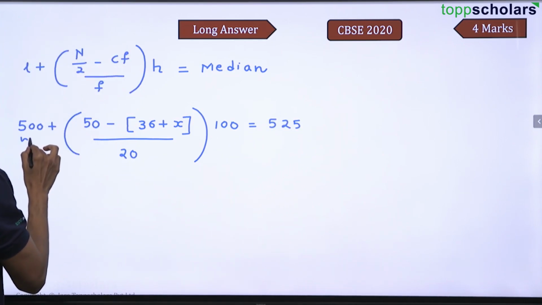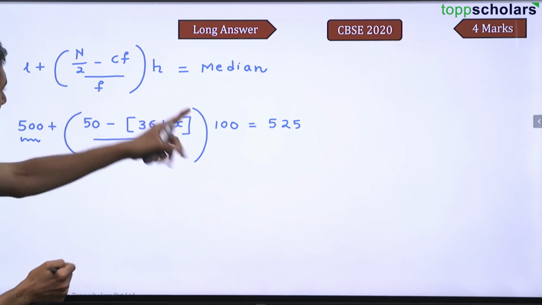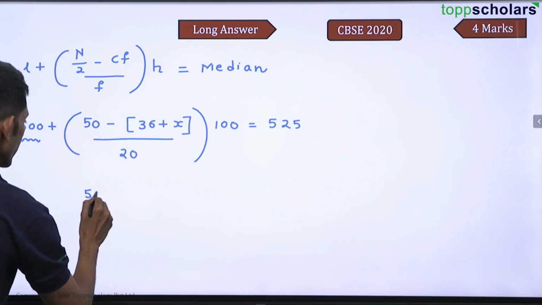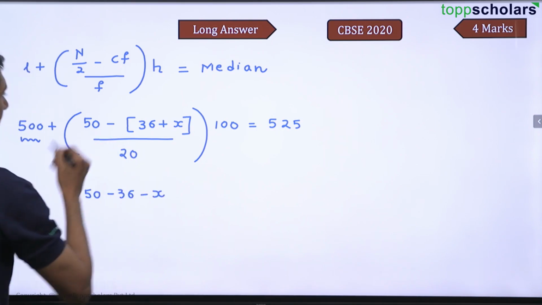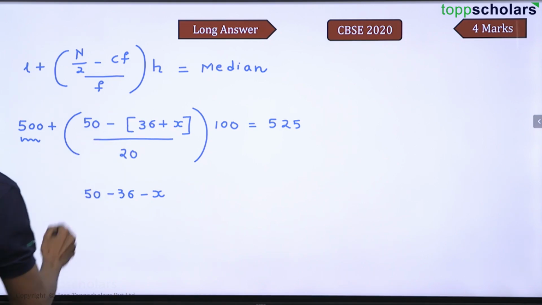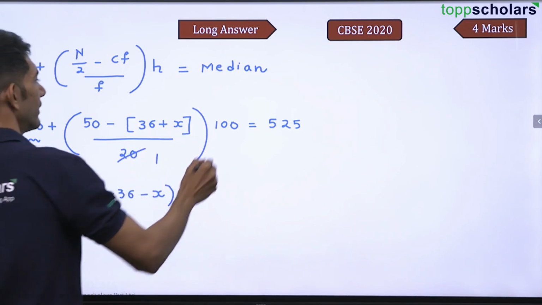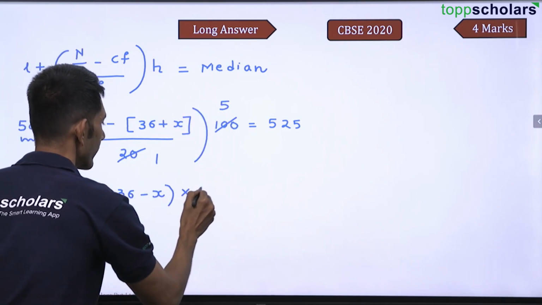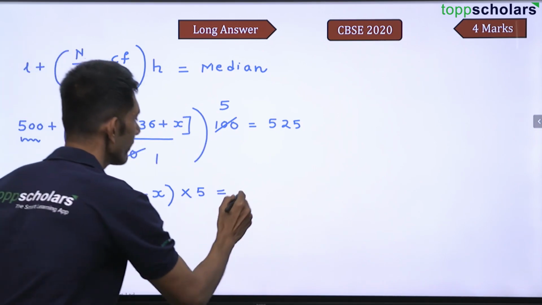Now if I take this 500 on the other side, it will be subtracted. So 525 minus 500 is 25. Similarly, if I open the bracket, this becomes 50 minus 36 minus x, right? 50 minus 36 minus x. And then if I solve 20 and 100, the 20s and the 25s cancel, so into 5 is equal to 525 minus 500, which is 25.